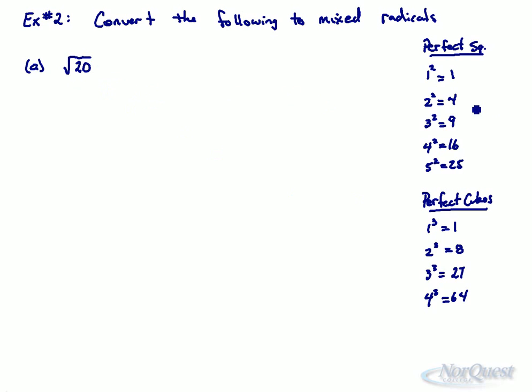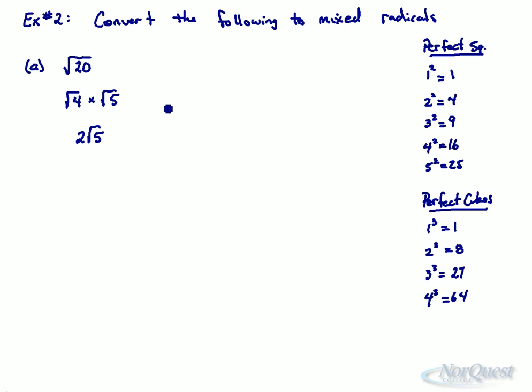20 has factors of 10 and 2, but 10 and 2 aren't perfect squares, but 4 and 5 are. So root 20 can be written as root 4 times root 5. The root of 4 is a perfect square, so we can write that as 2 root 5. And that's our mixed radical. No more perfect squares in the question.